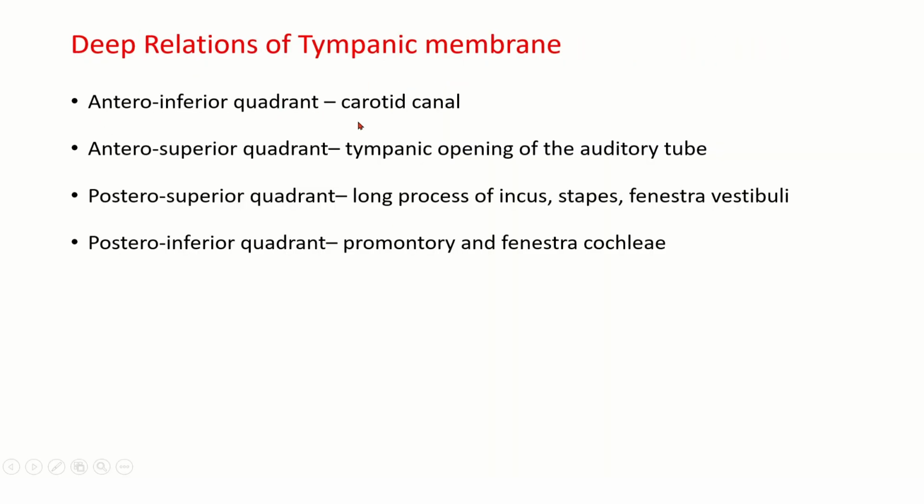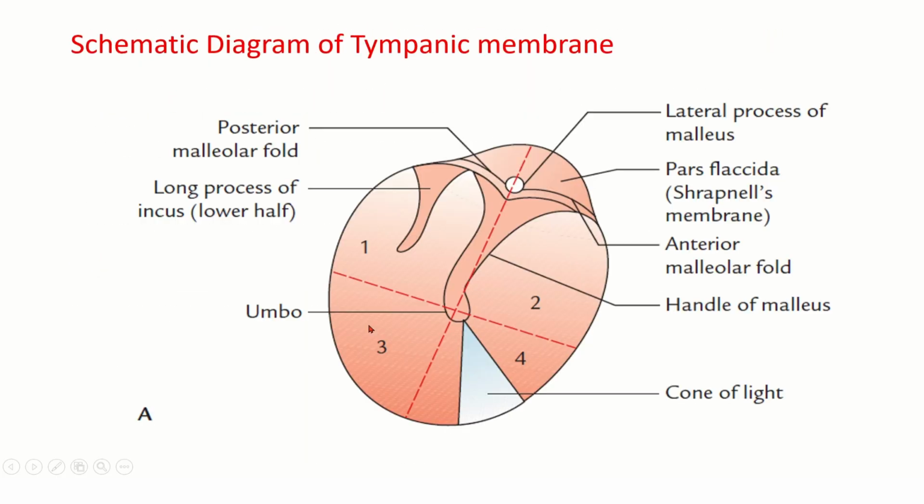The anterior inferior quadrant is related to the carotid canal deeply. Anterior superior quadrant is related to the tympanic opening of the auditory tube. Posterior superior quadrant is related to the long process of incus, stapes, and fenestra vestibuli, and the posterior inferior quadrant is related to the promontory and fenestra cochleae. So that's why for myringotomy, that is opening of the tympanic membrane, we prefer the posterior inferior quadrant. So let us go back.